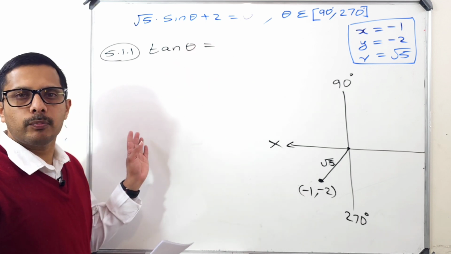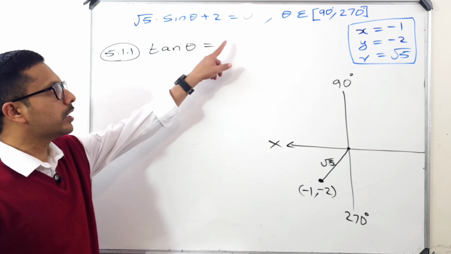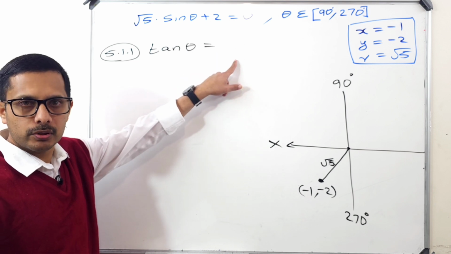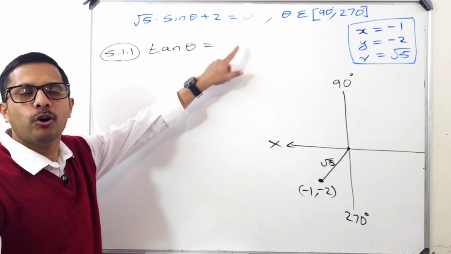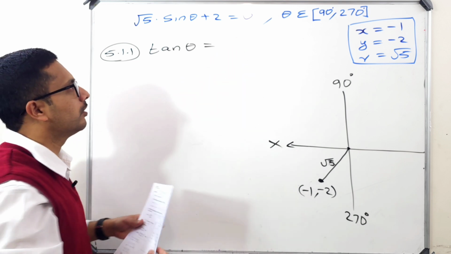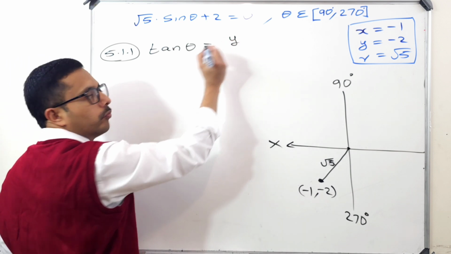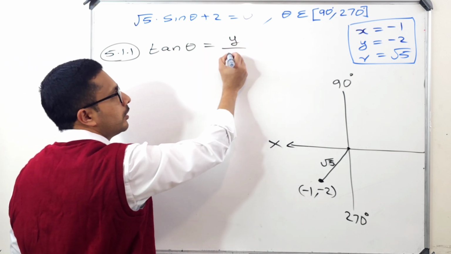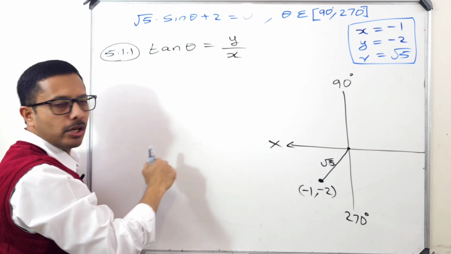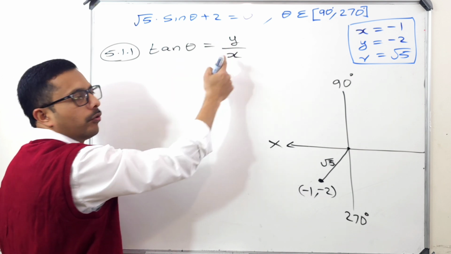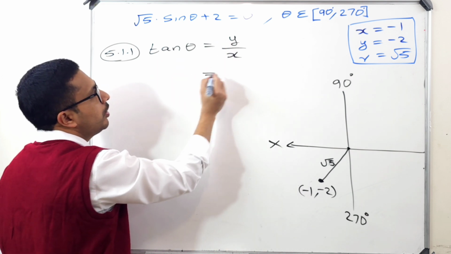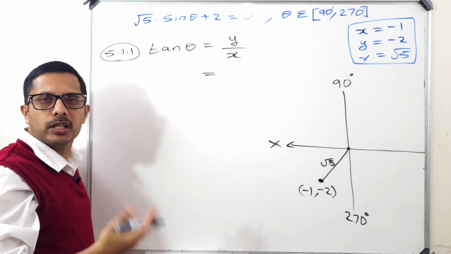What is tan theta by definition? Opposite side by hypotenuse. Oh, sorry, what is tan theta? Opposite side by adjacent side. Opposite side we represented with y. Adjacent side we represented with x. Am I right? So what is tan theta? Y over x. So now we already know what the values of x, y and r are.